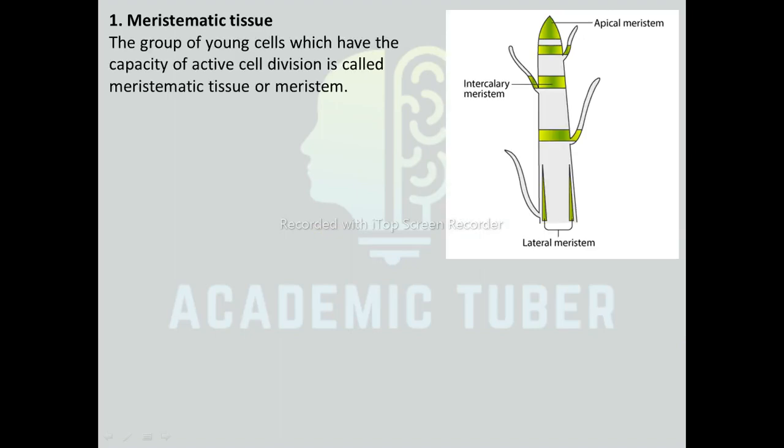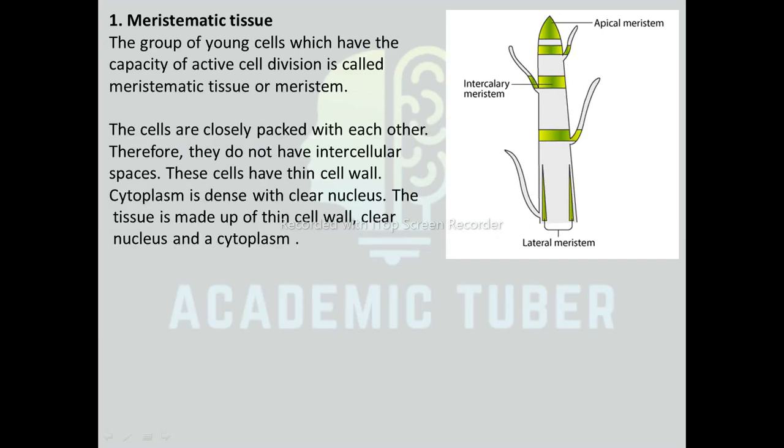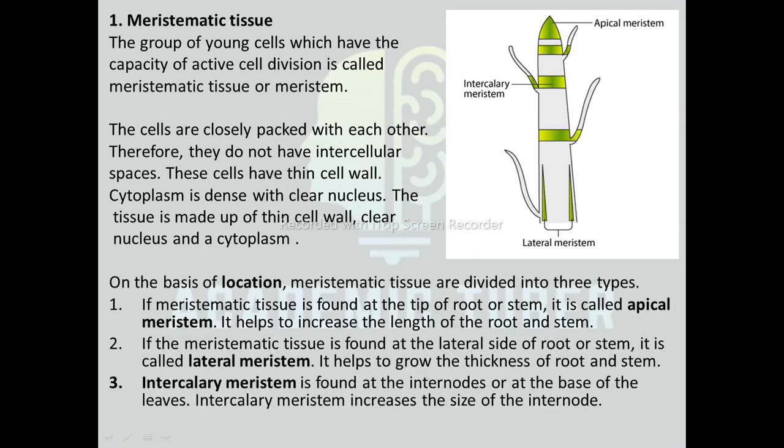Meristematic tissue. The group of young cells which have the capacity of active cell division is called meristematic tissue or meristem. The cells are closely packed with each other, therefore they do not have intercellular space. The space between the cells is known as the intercellular space. The cells have a thin cell wall. Cytoplasm is dense with a clear nucleus. On the basis of location, meristematic tissue is divided into three types.